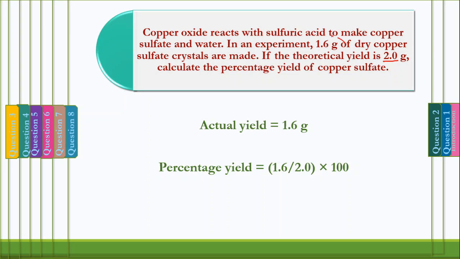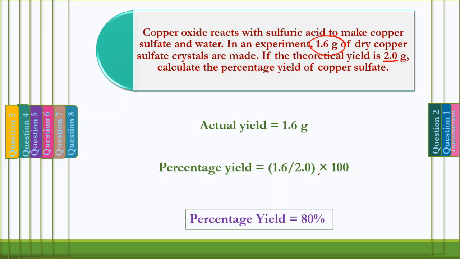They said that 1.6 gram of dry copper sulfate are made. That means this is your actual yield, while the theoretical yield is 2 gram. So if you have to find out the percentage, 1.6 divided by 2 into 100, and that will give you 80%. Simple? You are able to understand, right?